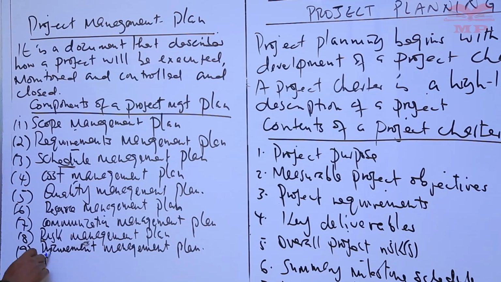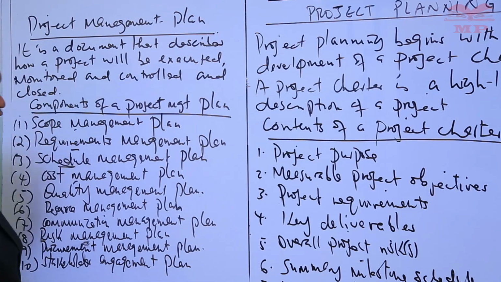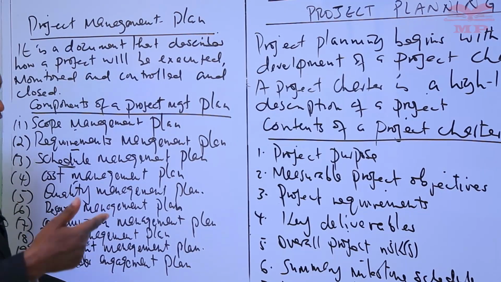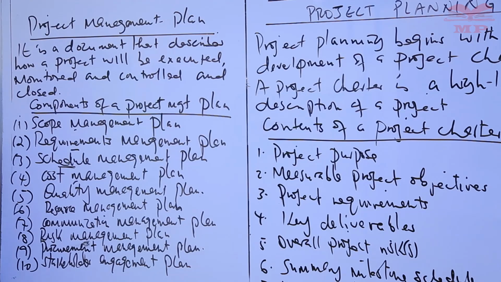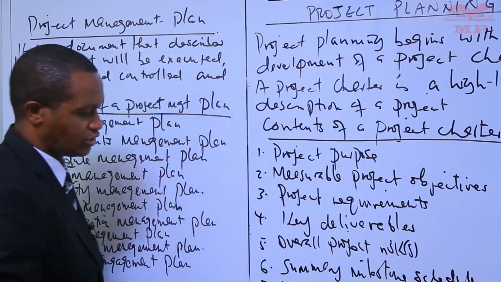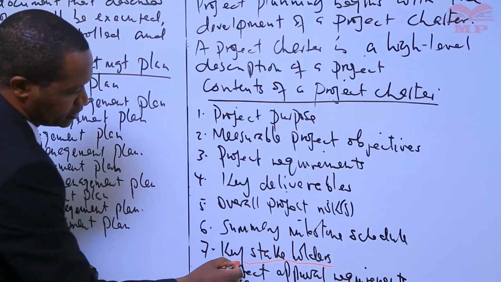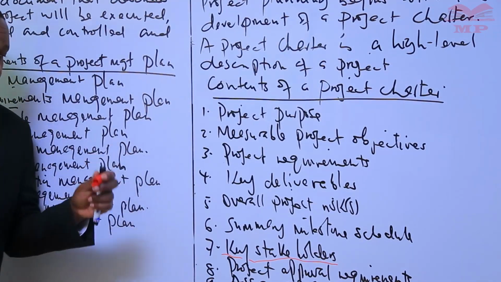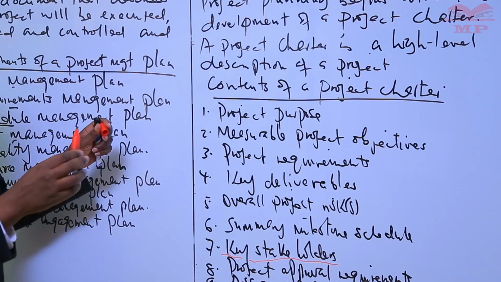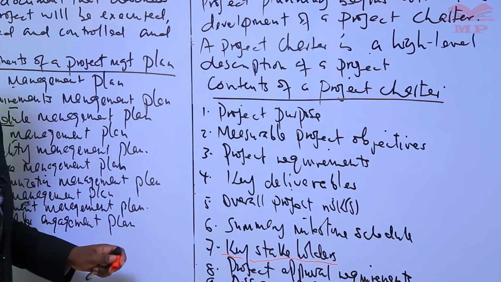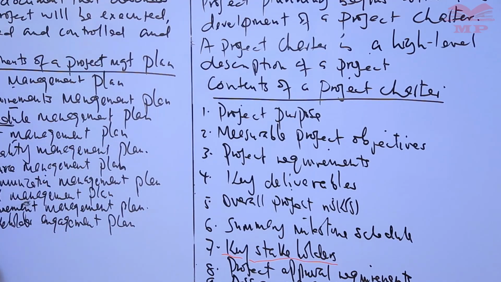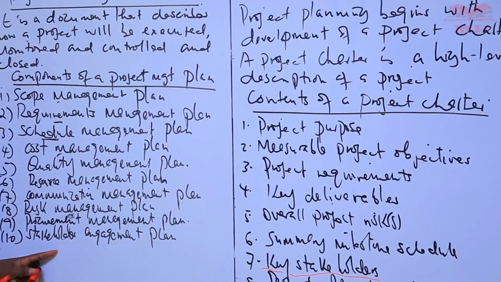Number 10, stakeholder engagement plan. Stakeholder engagement plan, on the other hand, candidates, establishes how stakeholders will be engaged in project decisions, how they'll be engaged in project execution according to their needs, interests, and impact. Remember, within the project charter, we stated that there has to be a list of key stakeholders. These are persons who have interest or a stake in the project. They could be the members of the public, the workers, the managers, project managers, the government, and so on. So how will the project manager engage the stakeholders?